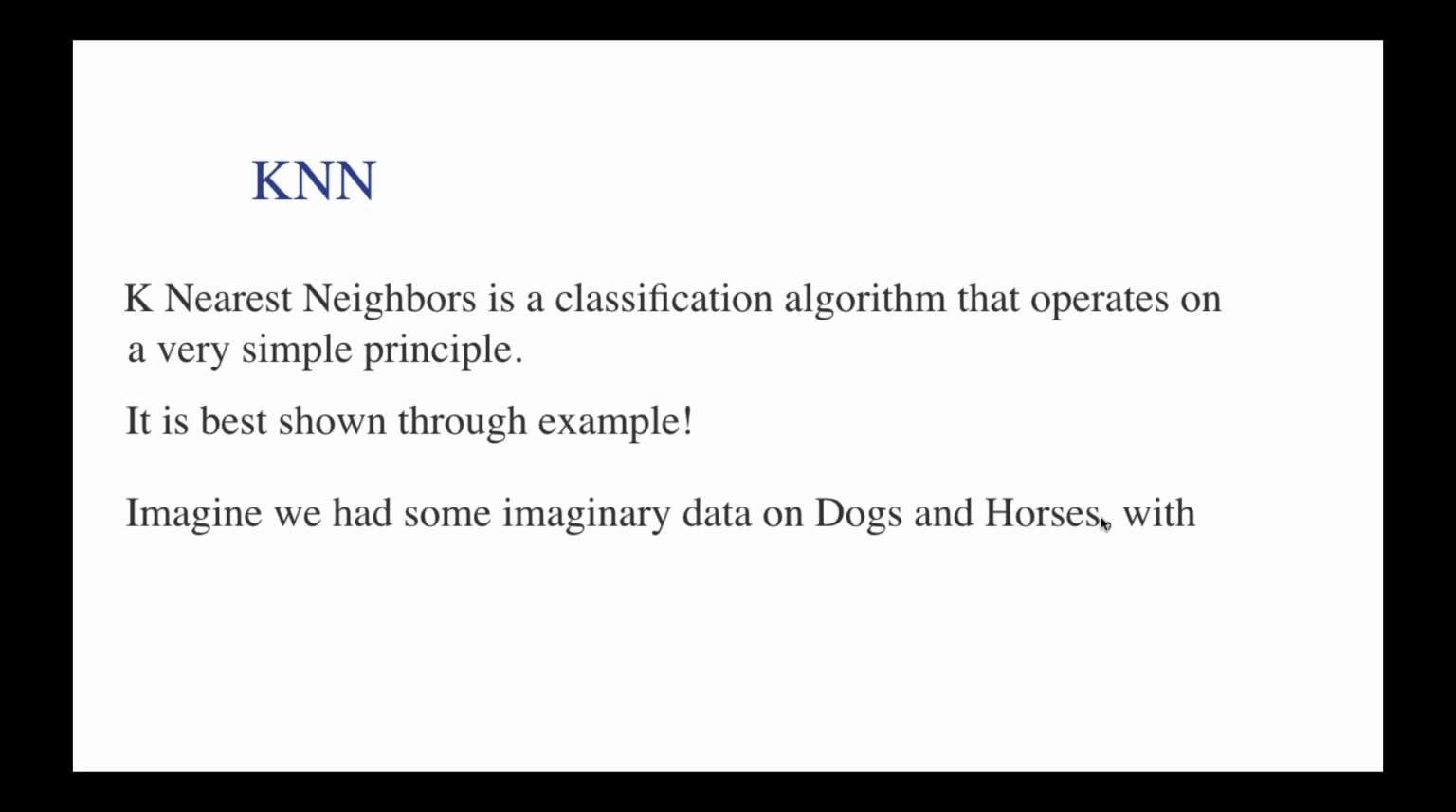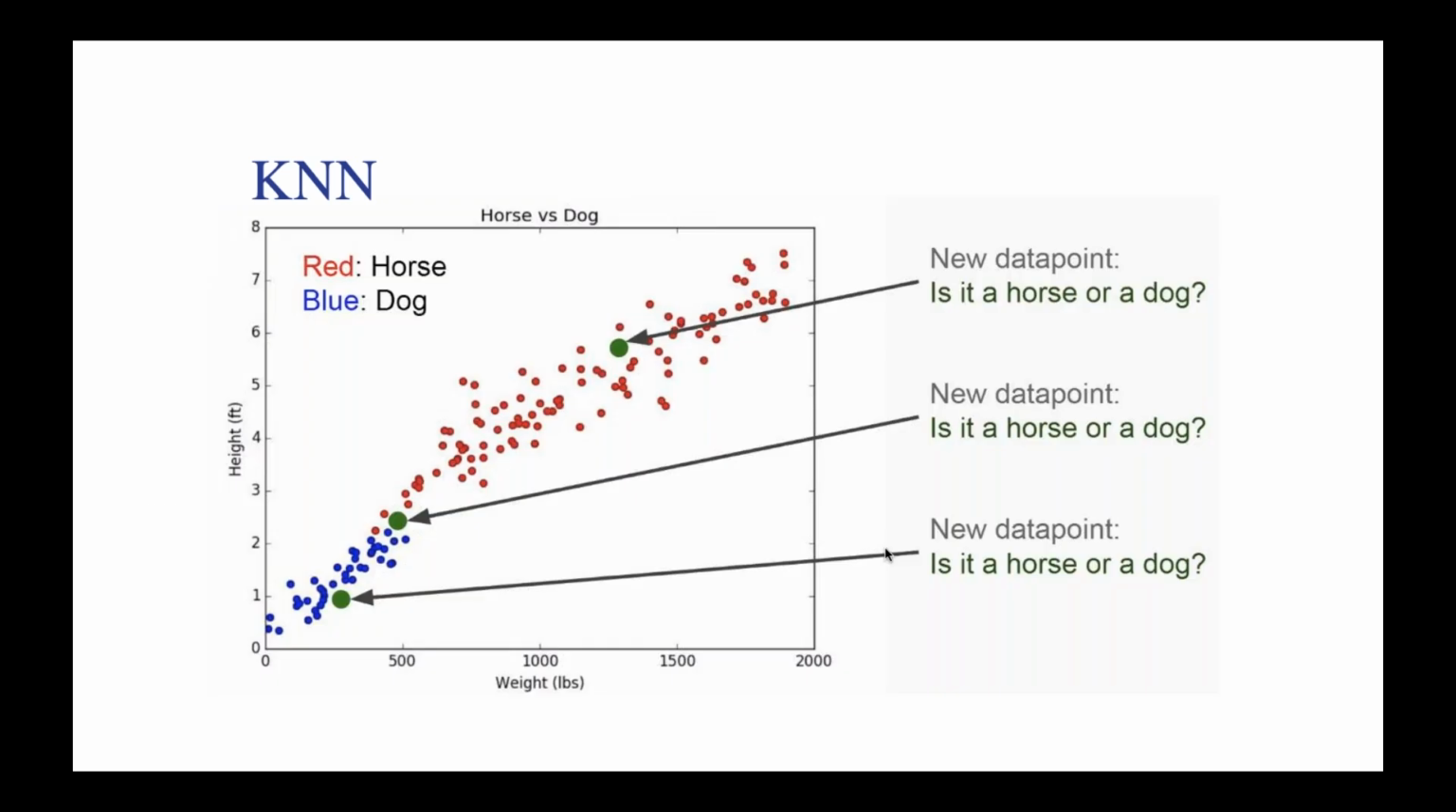So let us imagine that we have some imaginary data on dogs and horses. Okay, so we have this data set. I have a dog and horse data set. What are the two feature columns available? We have a weight column and a height column.